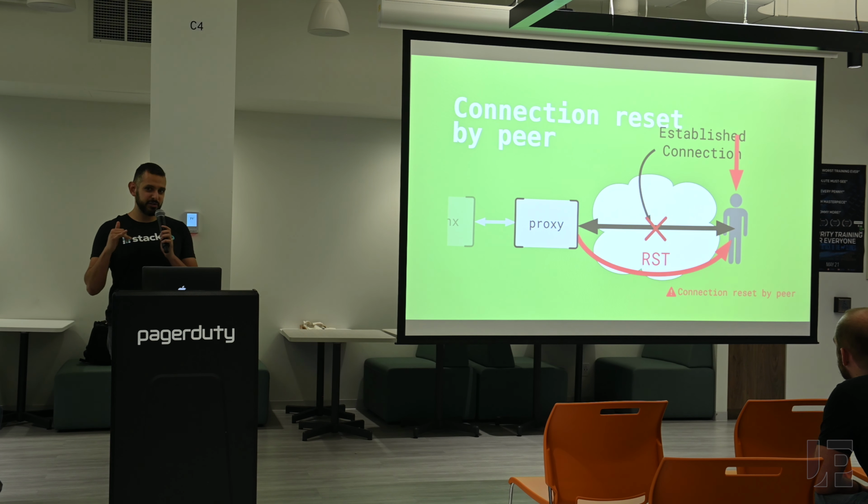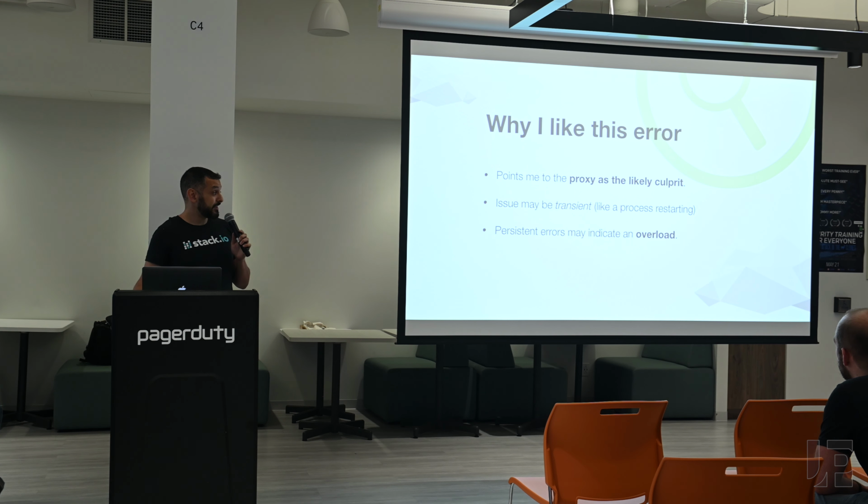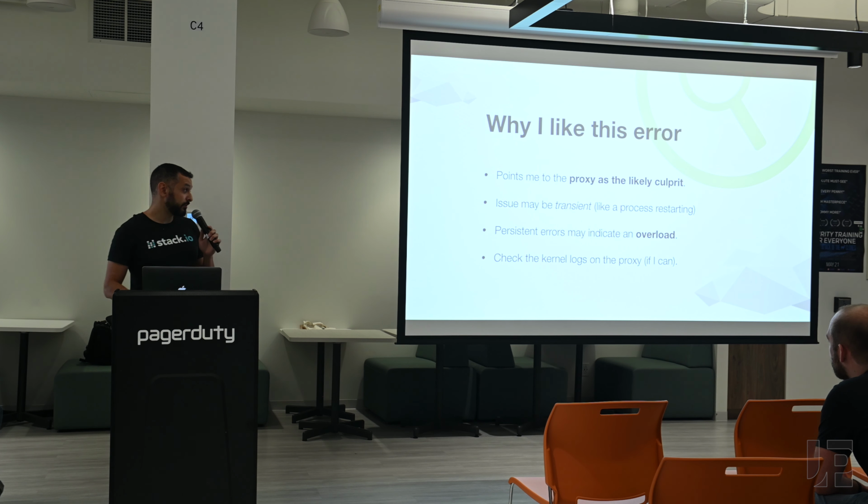Your client is not going to understand what's going on and will give you a connection reset by peer, and your peer in this case is the proxy. This is basically equivalent to having a conversation with someone on the phone and they just hang up on you for whatever reason. They don't like you. It points me to the proxy as the culprit. That's why I like this error. It could be transient most of the time, like a process restarting. You'd get this every now and then. If it's persistent, however, it could indicate that there's an overload occurring or some other load management kicking in. You've got to check the proxy logs. There's really not much else you can do to figure out what's going on.